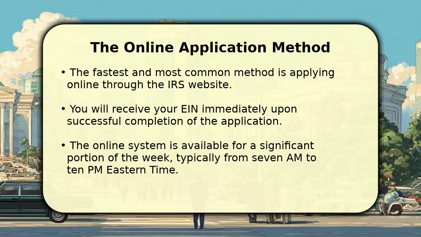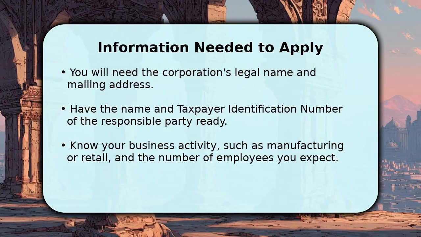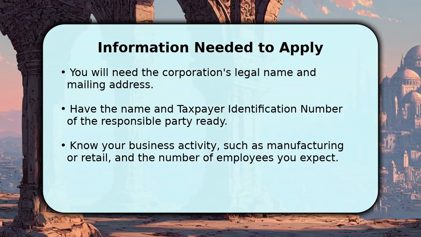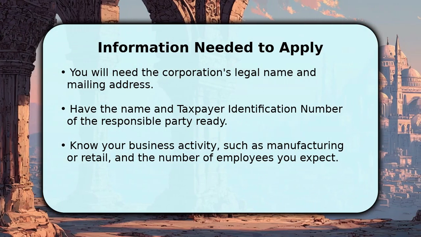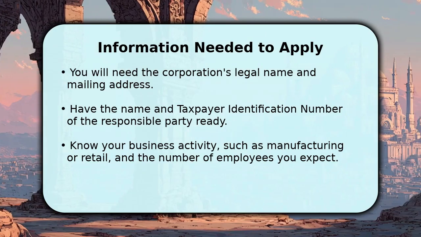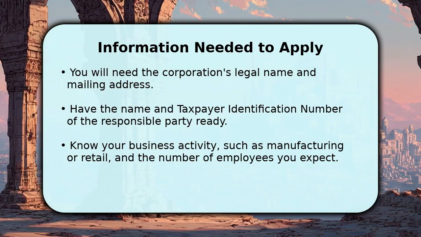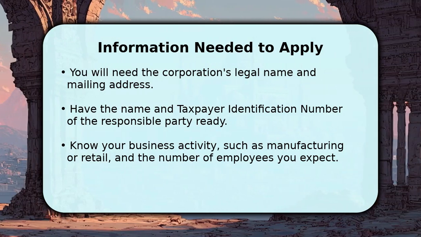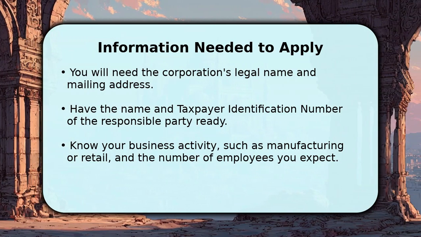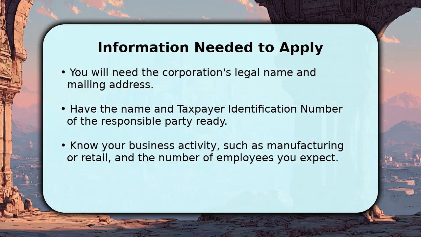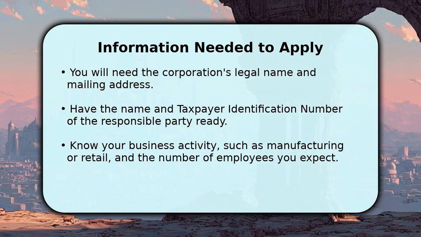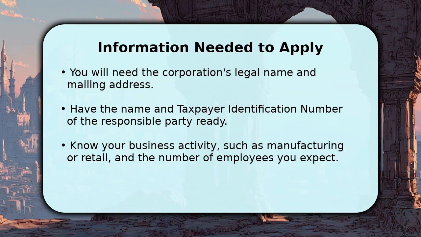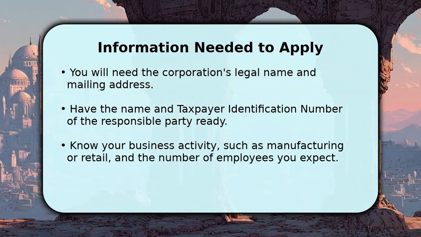Before you begin your online application, gather some key pieces of information. You will need the exact legal name and mailing address of your corporation. Additionally, have the full name and taxpayer identification number of the responsible party readily available. You also need to describe your primary business activity, for example, retail or construction, and estimate the number of employees you expect to have. Having these details prepared ensures a smooth and quick application process.